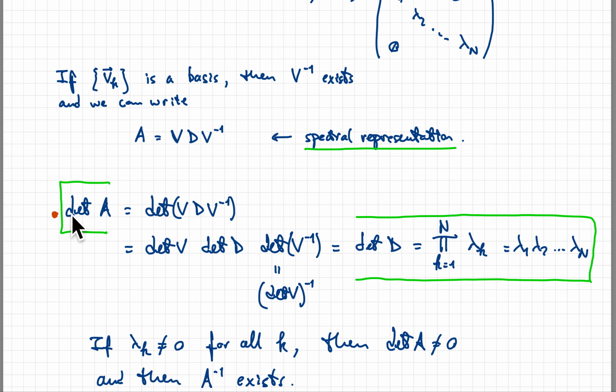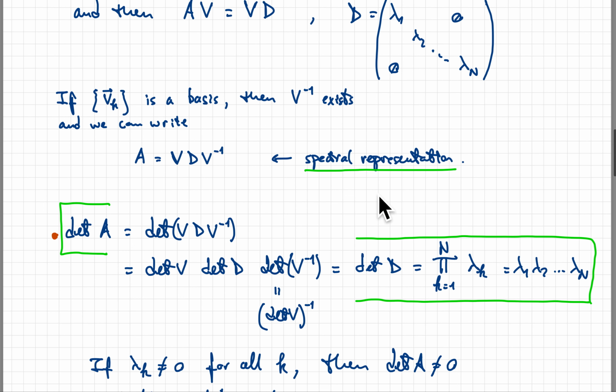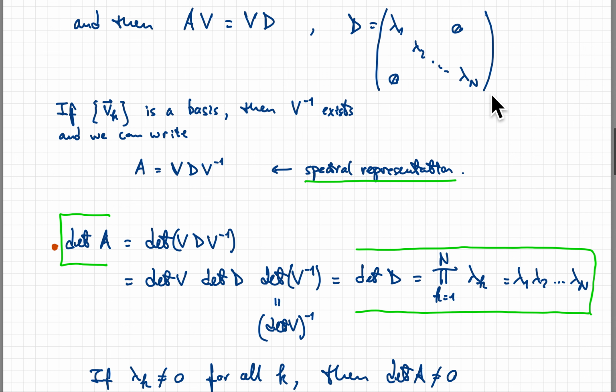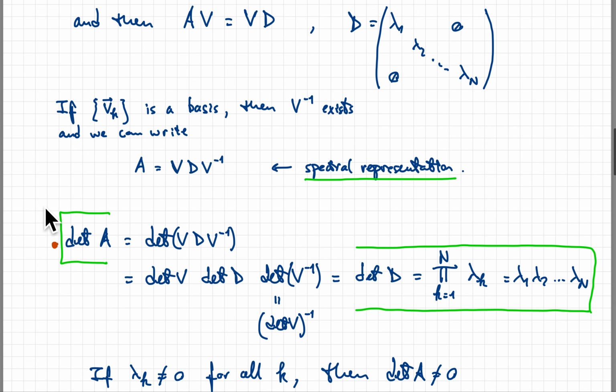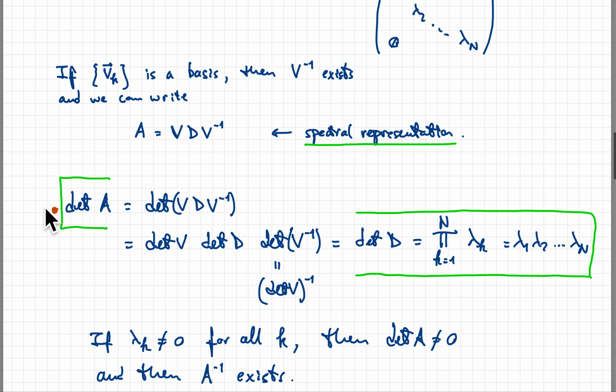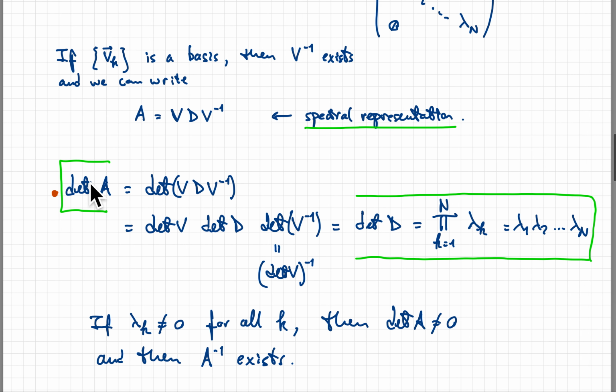And so the determinant of A is simply the determinant of the same matrix that we saw here that contains all the eigenvalues, which is diagonal. And so we get then the determinant of A is simply the product of all the eigenvalues. So lambda 1, lambda 2, all the way to lambda n. And so that's the conclusion of this first little bit, that the determinant of the matrix is the same as the product of its eigenvalues.